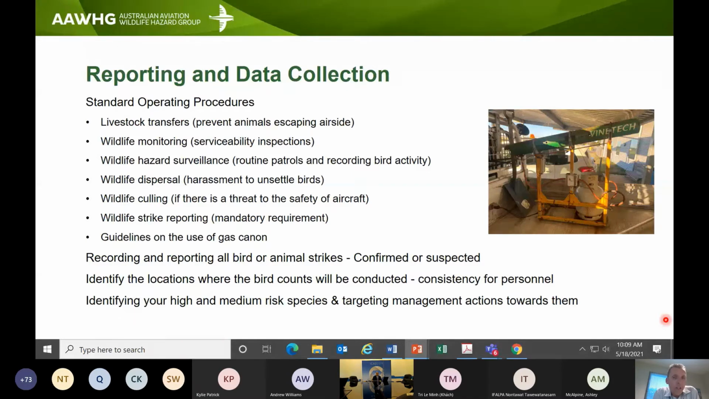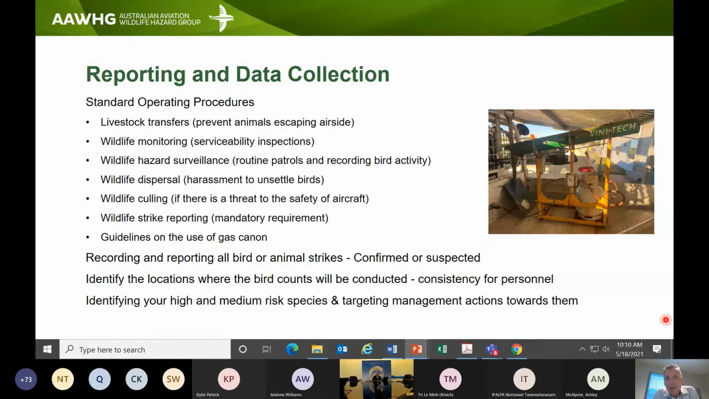and we have a gas cannon. So if we're introducing any new technology, we will always prepare a new standard operating procedure for that particular technology. We certainly won't introduce that until the SOP is developed and a risk assessment is undertaken to ensure that staff who use that particular technology understand how to use it and it is safe to use on the airfield. We also record and report all bird and animal strikes, so that's confirmed and or suspected, as part of our wildlife strike reporting. We identify locations where the bird counts will be conducted.